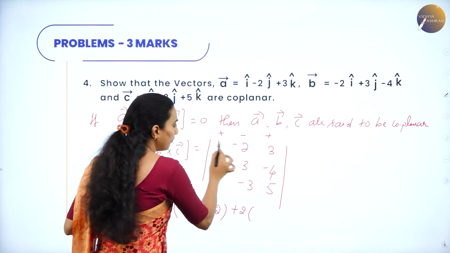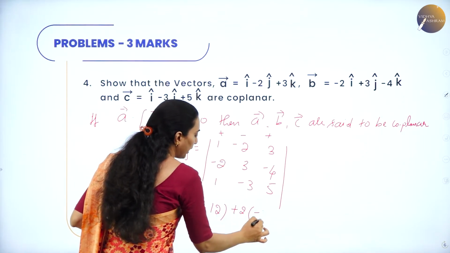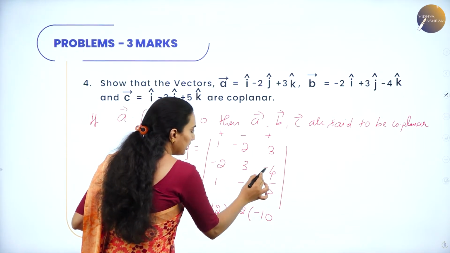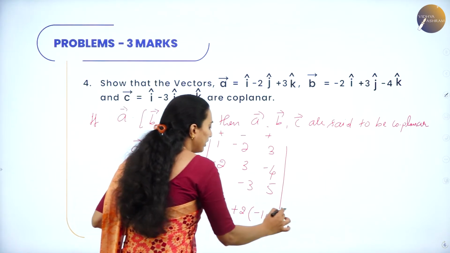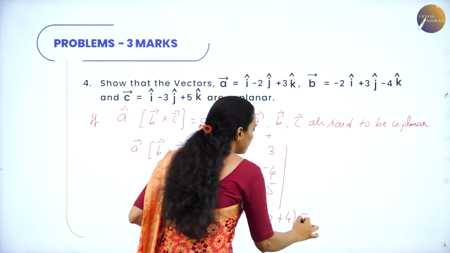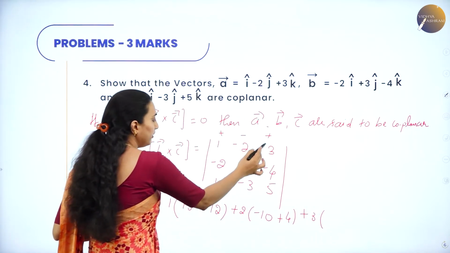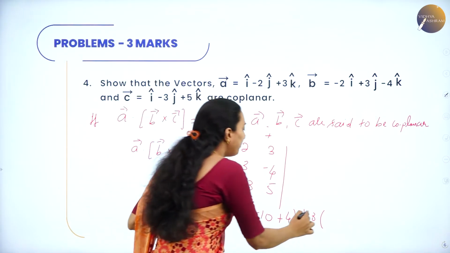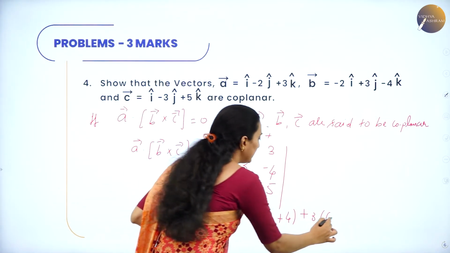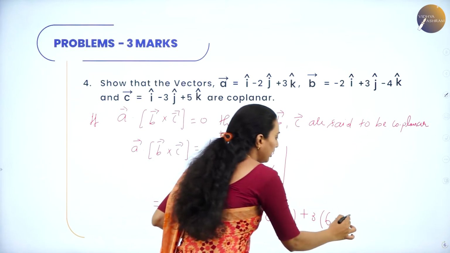Leaving the second column, first row, minus 2 into 5 is minus 10. Again, minus already is there. Another minus will come here, which will be plus. 4 into 1 is 4. Again, plus 3 into, leaving the third column and the first row, minus 2 into minus 3 is nothing but plus 6. Again, minus 1 into 3 is 3.